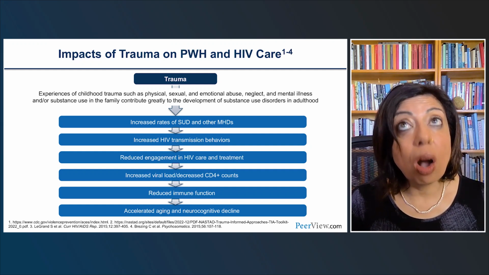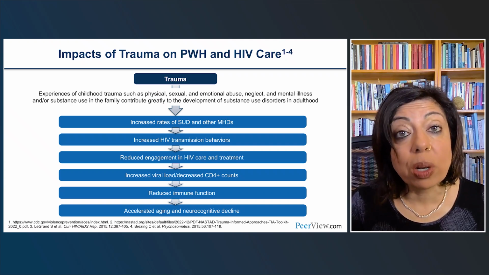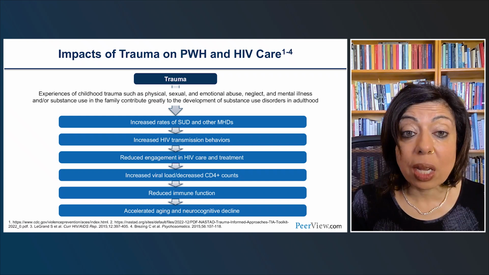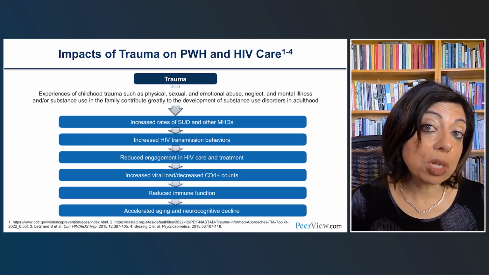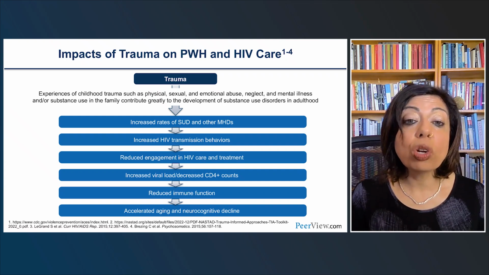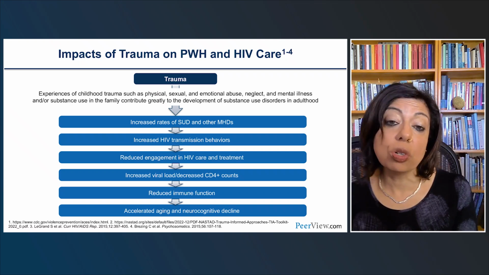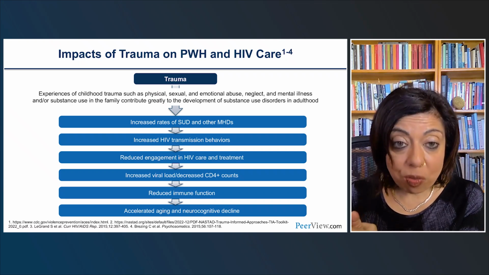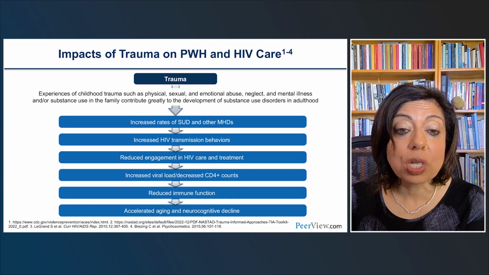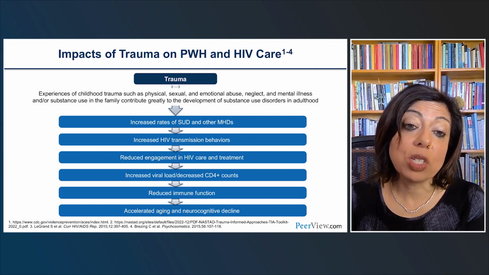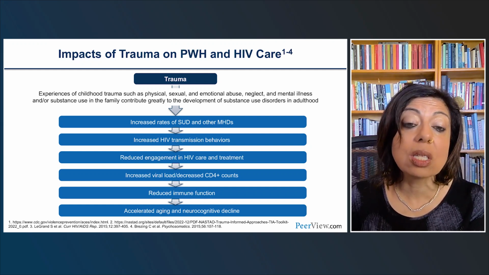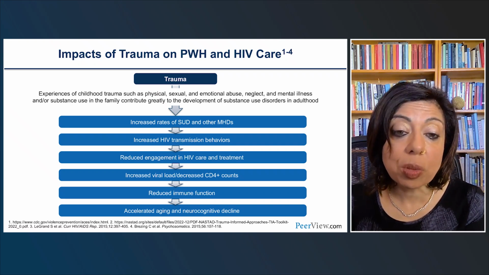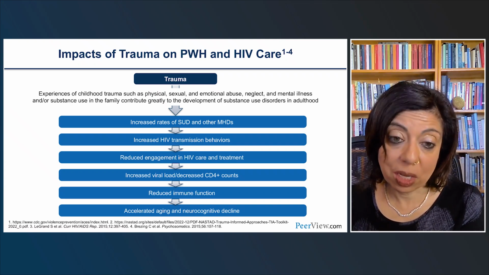There is common in our patient population experiences of childhood trauma, such as physical, sexual, and emotional abuse and neglect, and mental illness or substance use in the family. This all contributes to the development of future substance use disorders in adulthood. And because of the development of future substance use disorders, that can, of course, lead to increased rates of HIV, other sexually transmitted diseases, not being engaged in care, increased viral load, reduced immune function, and accelerated decline.